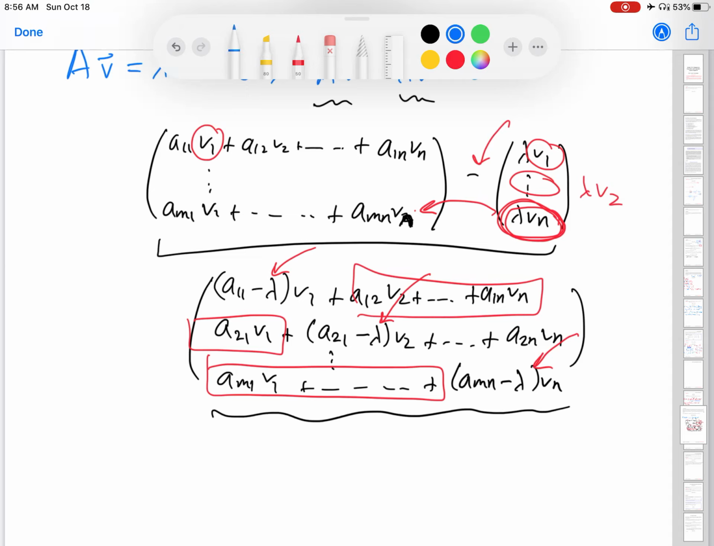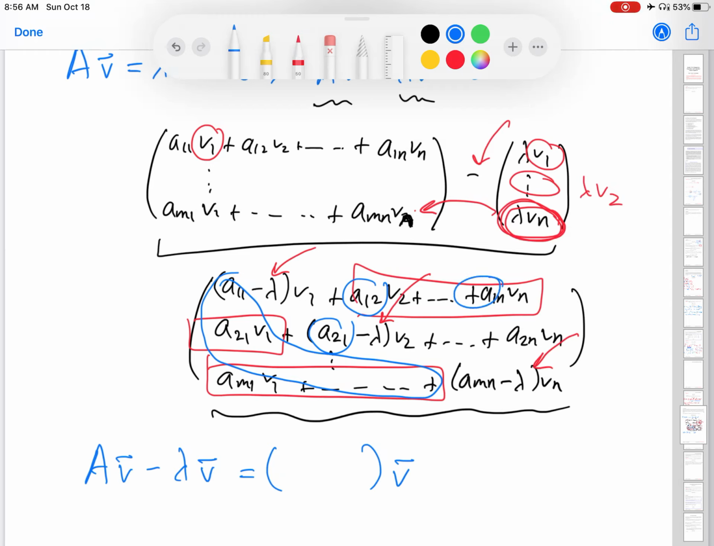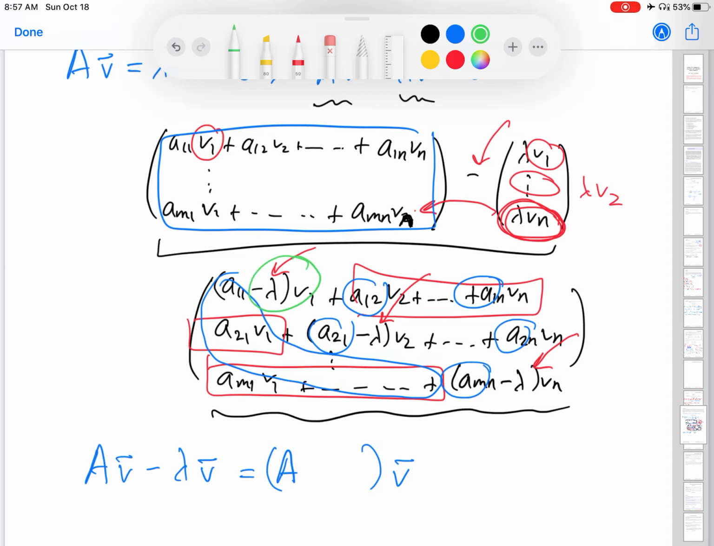So that is a very good clue as to what the quantity AV minus lambda V really looks like as a multiple of V. Okay, so first of all, it has all of the same A entries that were in the matrix A times V before. So there's definitely an A here. But then we have now realized that lambda is getting subtracted only from the diagonal, right? So it's definitely being subtracted and only from the diagonal. So I need to write out a matrix that only has lambda in the diagonals, right?